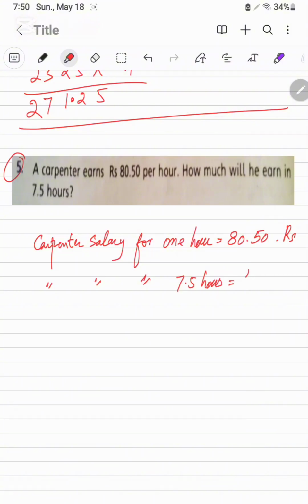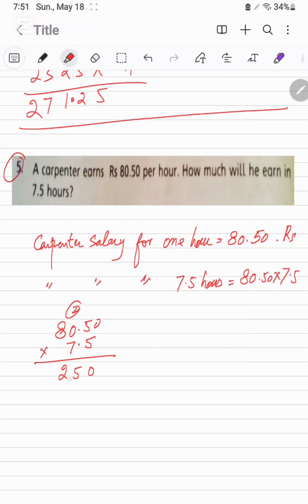We will multiply the 80.50 with the 7.5. 80.50 multiplied with 7.5. We are going to multiply. It will be the 500. 5 5s are 25. 2 will be carry here.